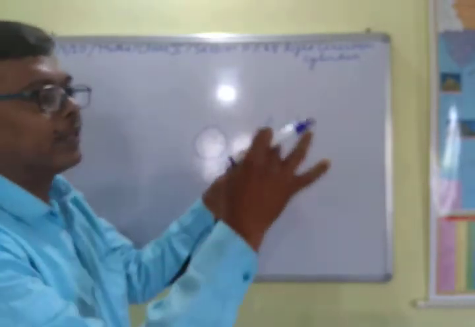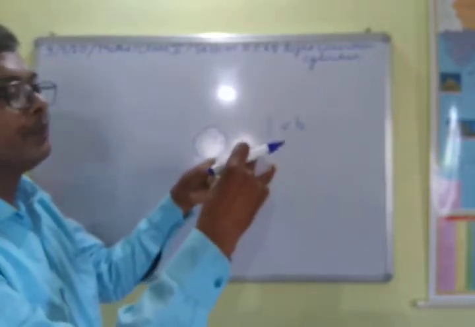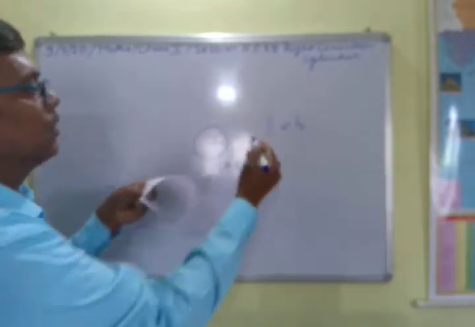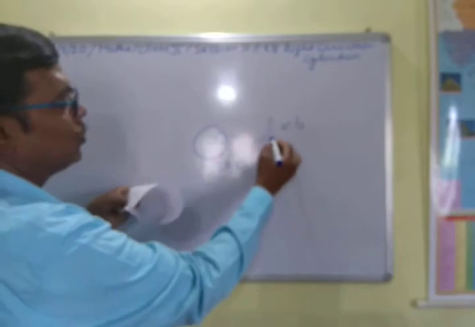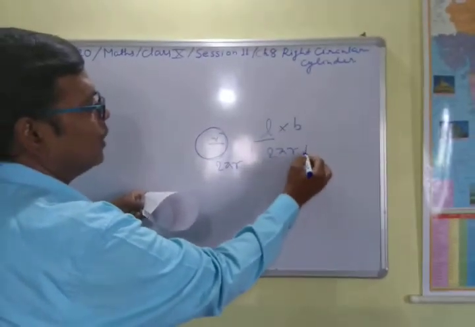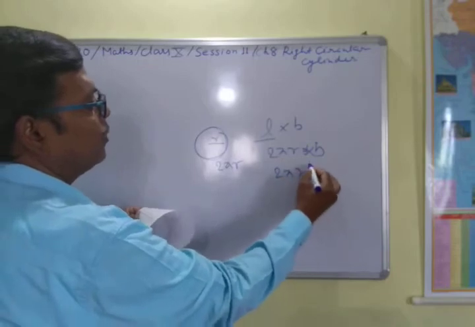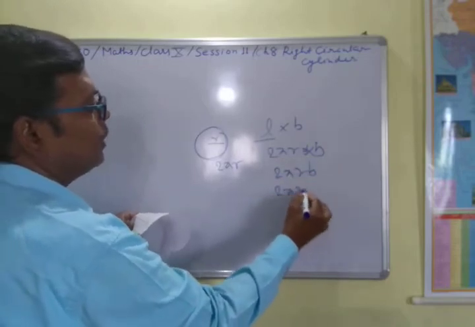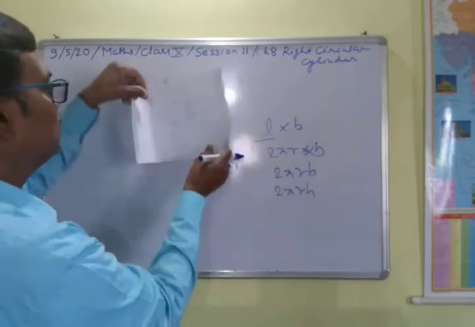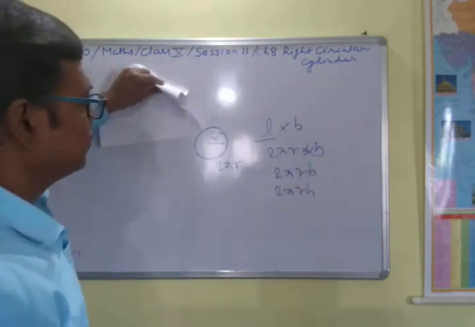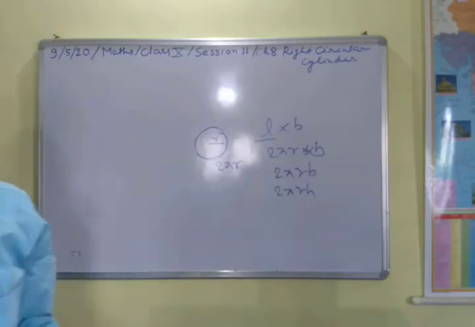So the length will be 2 pi r in this case. If you replace the length with 2 pi r, then it will be 2 pi r b. Actually, you can say 2 pi r h, if you take the height as h. So this is how we get the curved surface area of the cylinder.